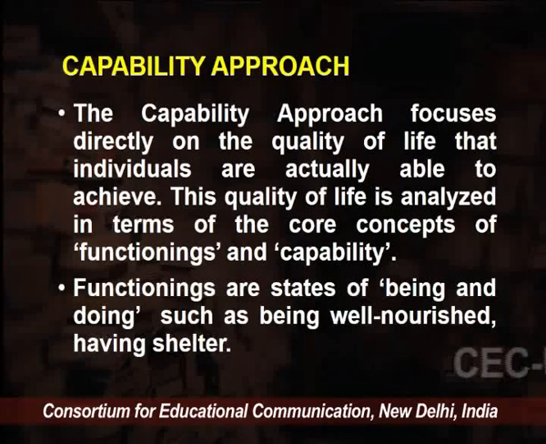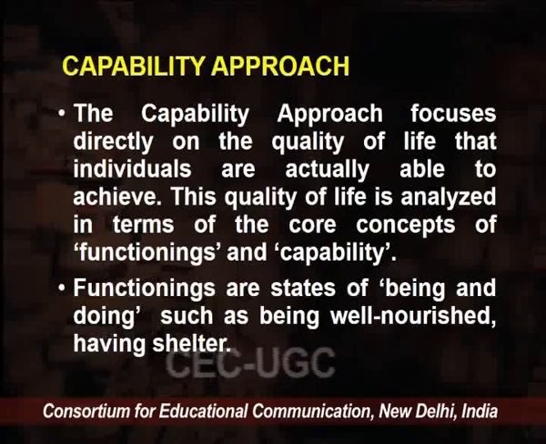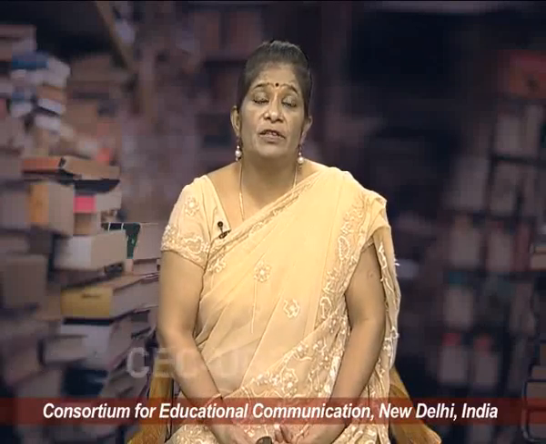So the quality of individual life, and whether they are able to achieve it, is analyzed in terms of two concepts, functioning and capability. Functionings are states of being and doing, such as being well nourished and having shelter. Only when you have the functioning will you be able to fully utilize your capability. Capability refers to the set of valuable functionings that a person has effective access to, and therefore a person's capability reflects the effective freedom of an individual to choose between different functioning combinations, between different kinds of life.